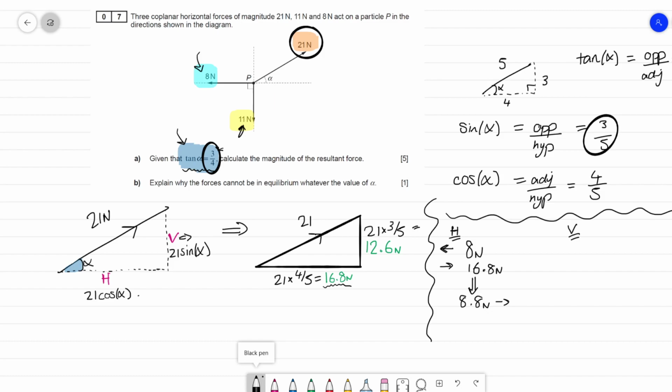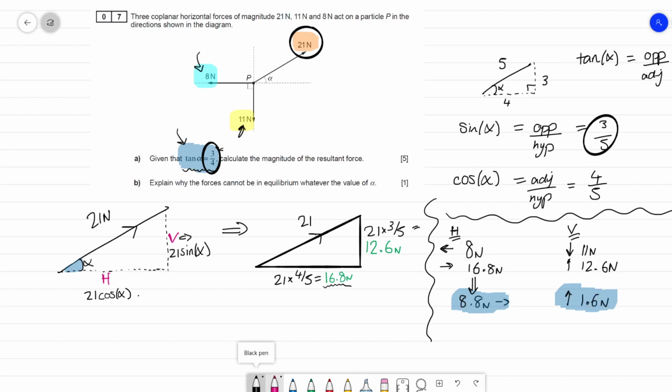Looking at the vertical, we've got an 11 Newton force acting downwards, and we've got 12.6 newtons acting upwards. So the vertical force is slightly more. 12.6 take away 11 is 1.6. Lovely. So I've got the individual resultants, 8.8 that way, 1.6 that way.